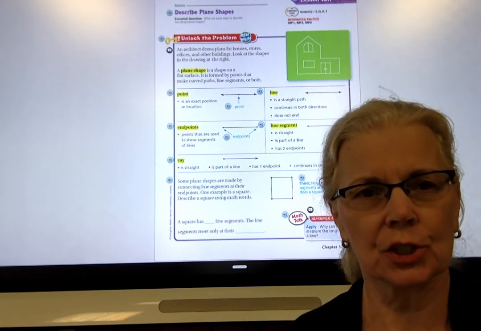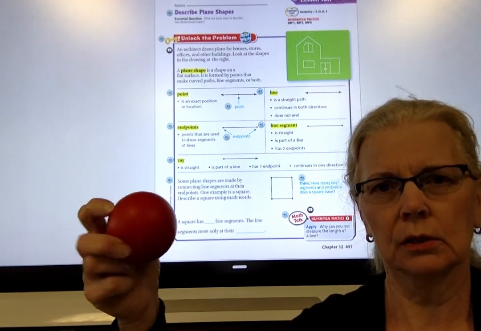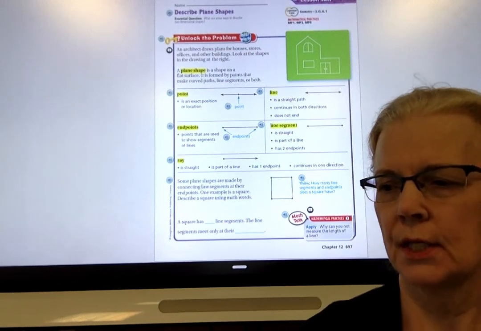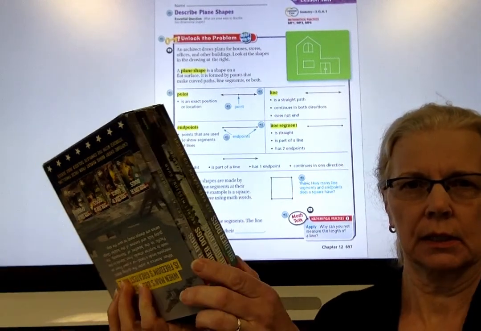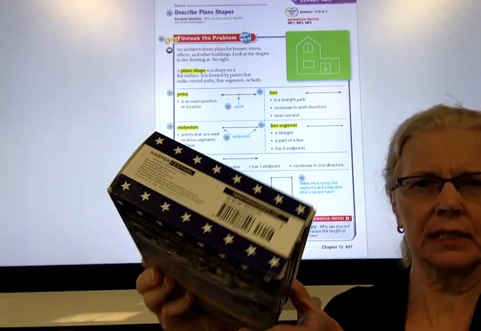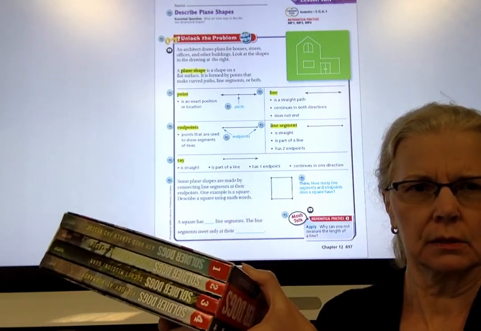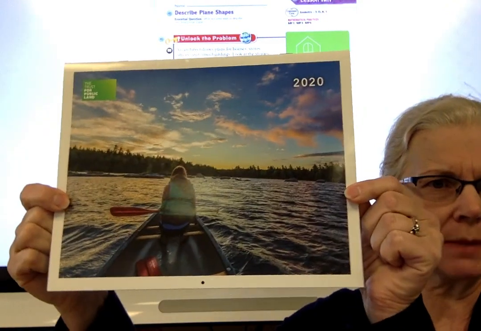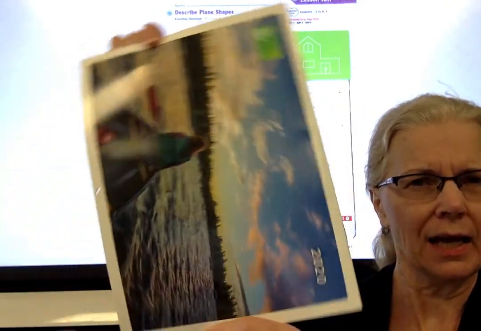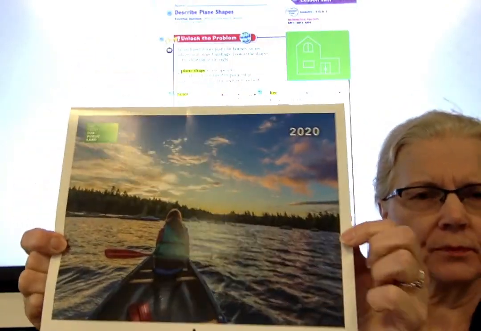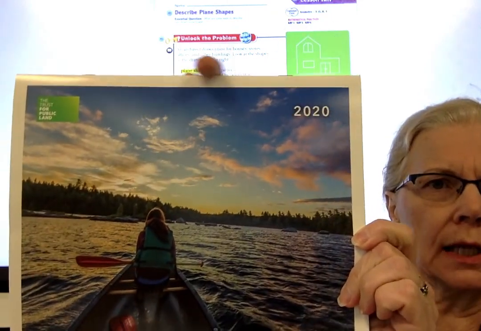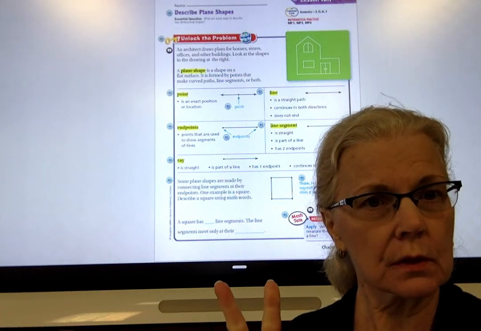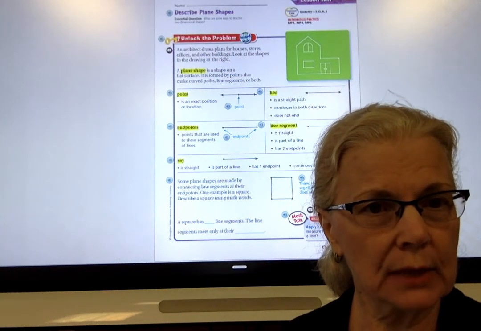Well, three-dimensional shapes are things like this ball. It's round. Or this box. It's got three dimensions. This picture has two dimensions. Now, how do we decide how many dimensions? Well, we've got a length and a width. Two measures, two dimensions.